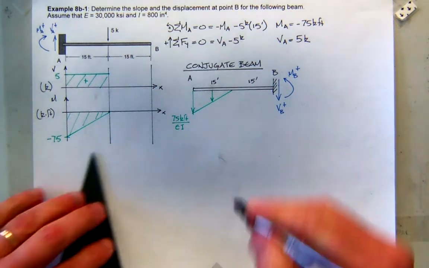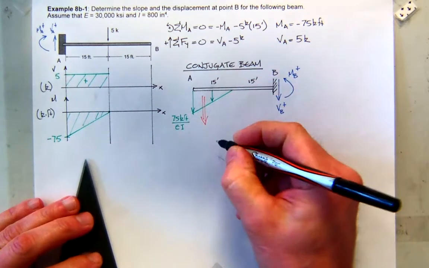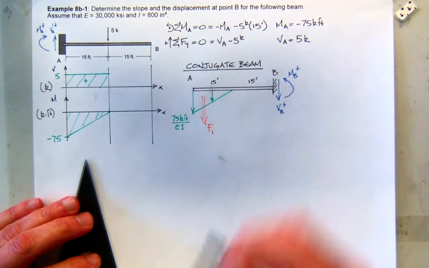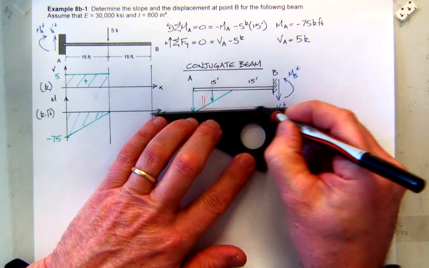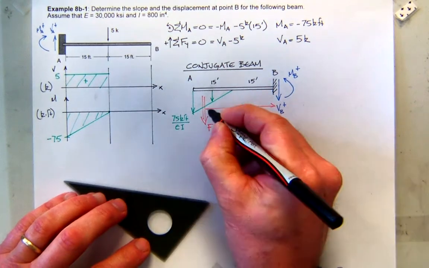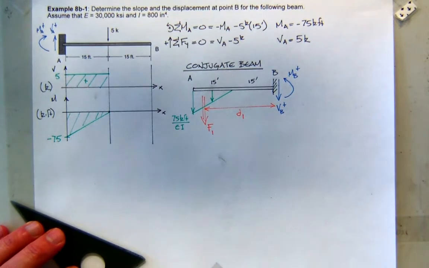So to help things out, I'm going to come back and get a concentrated equivalent force. I'll just call it F1. We'll figure that out in a second. And then I'll have to figure out this distance from B to F1. I'll call it D1. So let's do that first.